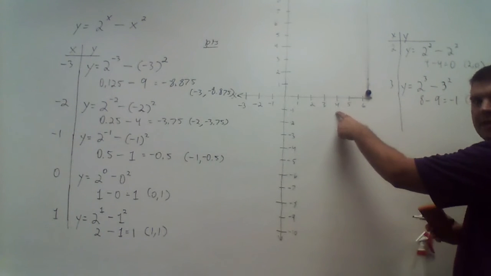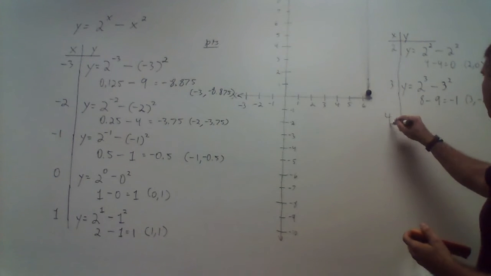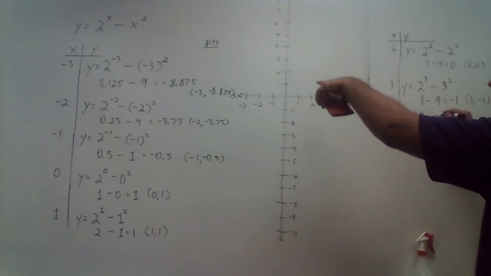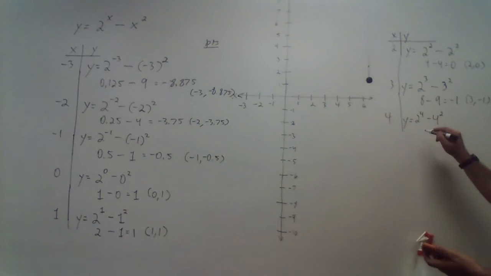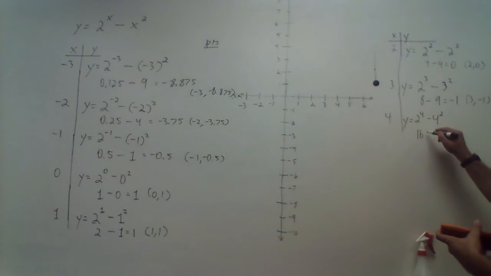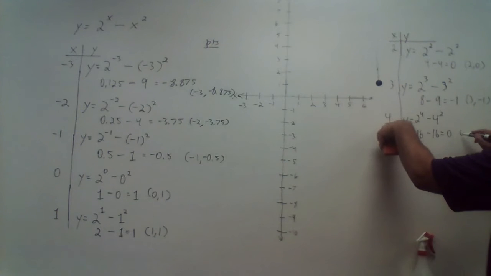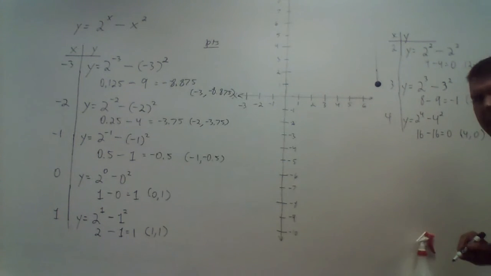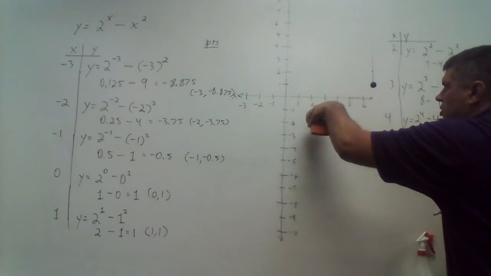Now 4 is up next. So for 4, y equals 2 to the 4th power minus 4 squared. 2 to the 4th is 16. 4 squared is 16. So I get 0. So the point will be x coordinate 4, y coordinate 0. Okay? Next step. I did negative 3, negative 2, negative 1, 0, 1, 2, 3, and 4.